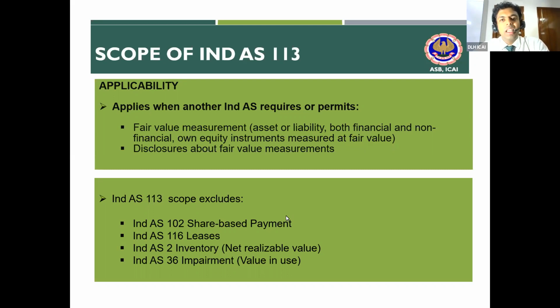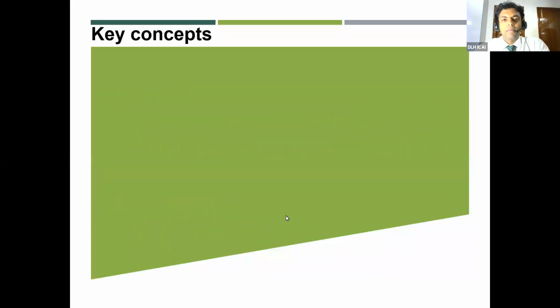Ind AS 116 lease accounting has been excluded because Ind AS 116 provides the guidance on how to compute the fair valuation. Ind AS 2 inventory, cost or NRV, whichever is lower. How to compute NRV? The guidance is given under Ind AS 2 only. Ind AS 36 impairment, how to compute the value in use, that is given under Ind AS 36, and hence these standards or guidance have been excluded from the scope of Ind AS 113.